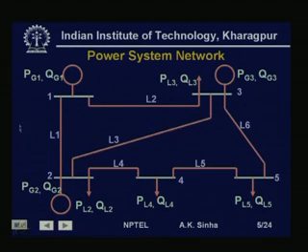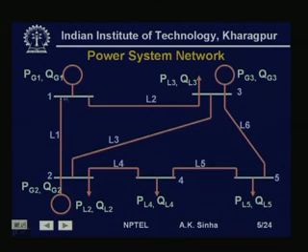Now, let us start with a power network. This diagram shows a very small power network where we have considered 5 bus bars. These bus bars can be considered in an actual system as substations. So, we have a substation which we are calling here a bus bar. In power system terminology we call them buses.